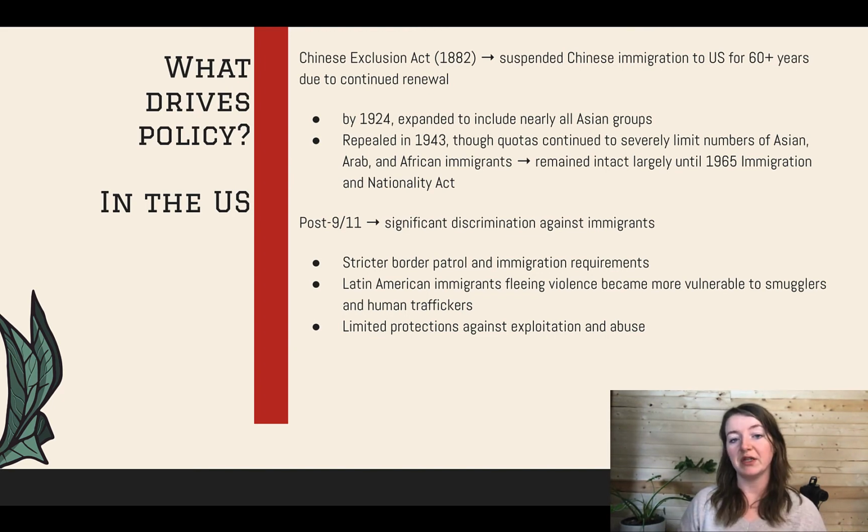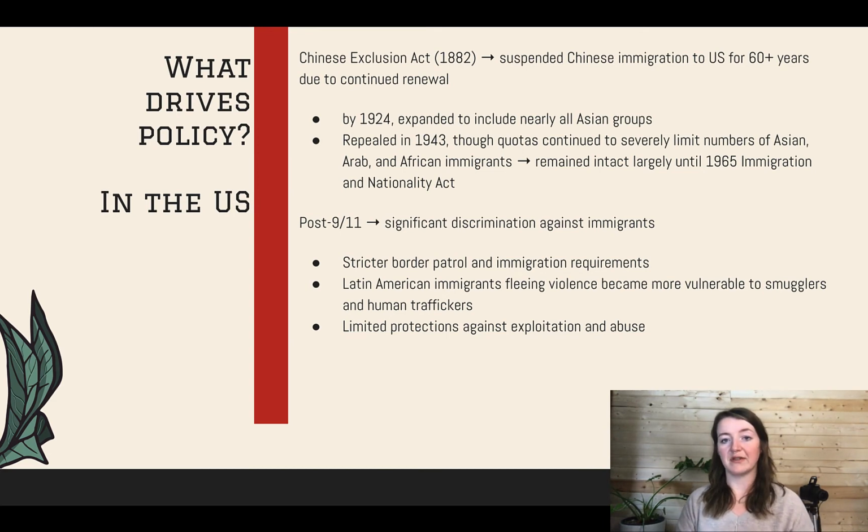This will eventually be repealed in 1943, although quotas are going to continue to severely limit the numbers of Asian, African, and Arab immigrants, and that will largely remain intact until the passage of the 1965 Immigration and Nationality Act, which opens the U.S. up to more diverse immigration. Following 9/11, we start to see significant discrimination against immigrants. Interestingly, this largely comes into play with very close immigrants. So we start to see stricter border patrol and immigration requirements.